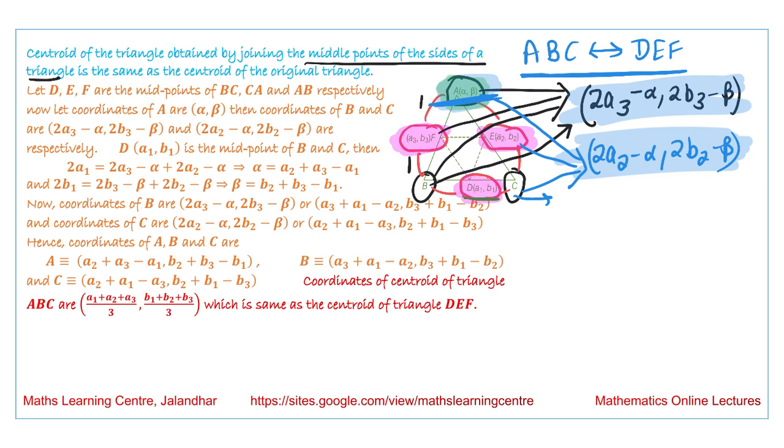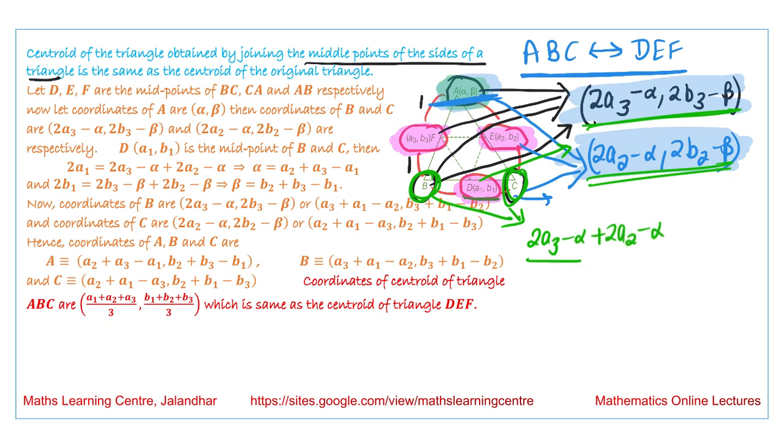Now we are talking about these 2 points. One is the point B and second is the point C. These points are there, and we are saying D is the midpoint of these two. So if we use these 3 points, we obtain that 2a3 minus alpha plus 2a2 minus alpha divided by 2, that is equal to a1. So this implies that the value of alpha we will obtain is equal to a2 plus a3 minus a1.